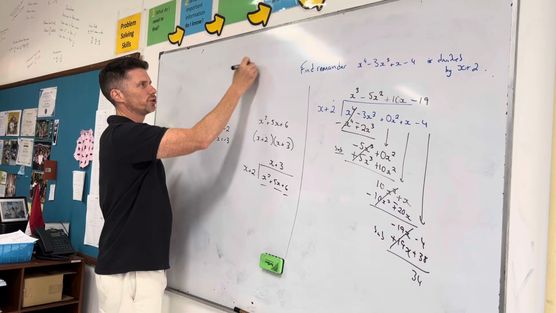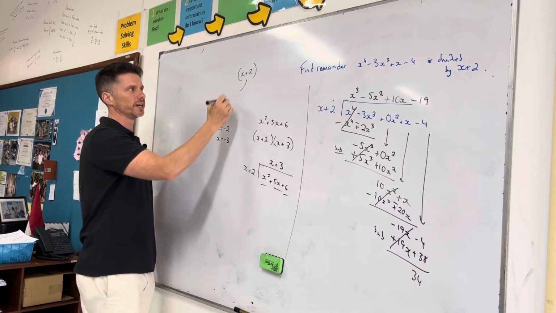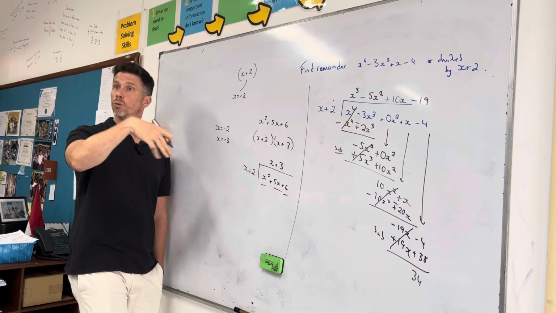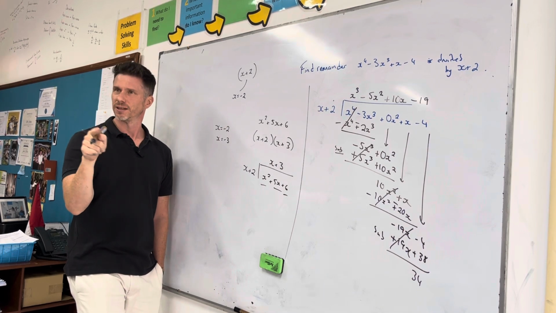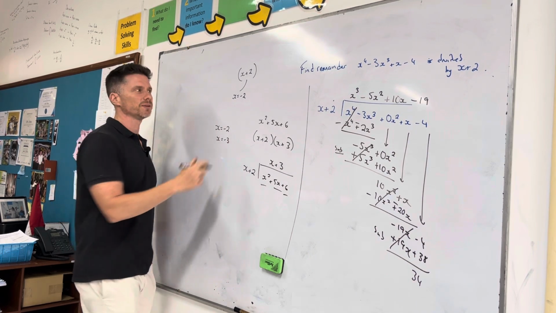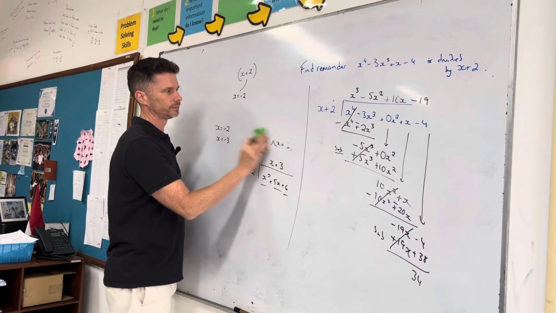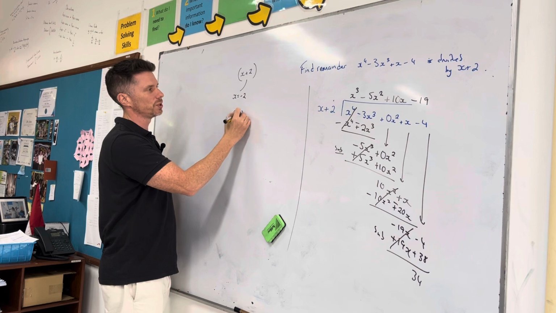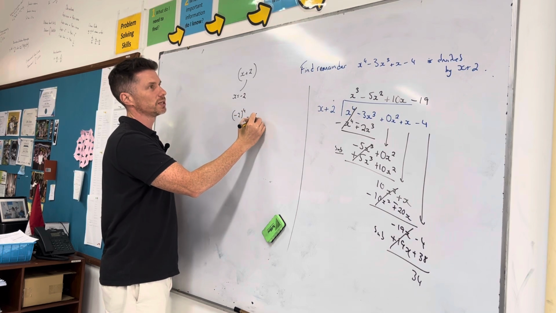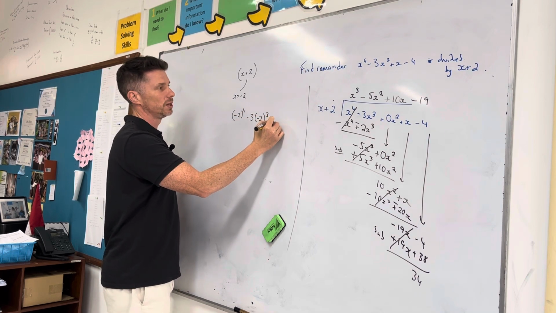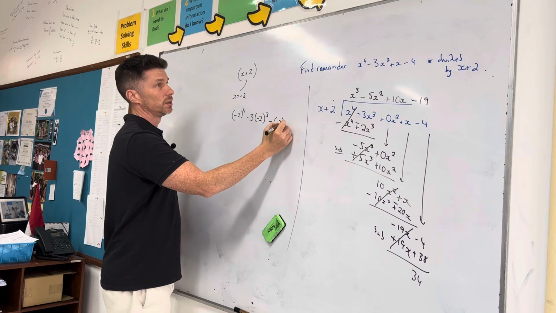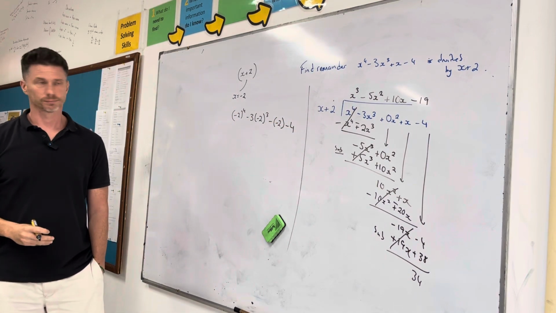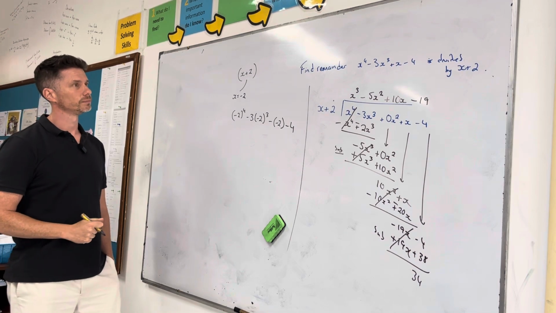x plus 2, when I do the null factor law, I get x equals minus 2 is a solution to this. It's a 0. Should make 0 if it is a full factor. What happens if I just sub it in? If I just sub in minus 2, so I get minus 2 to the power of 4, minus 3 times minus 2 to the power of 3, minus 2, minus 4. What answer do I get here? 0. Whoa.